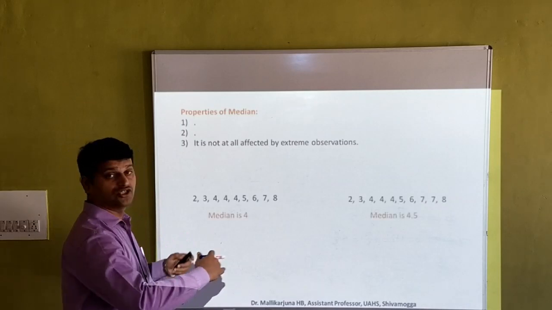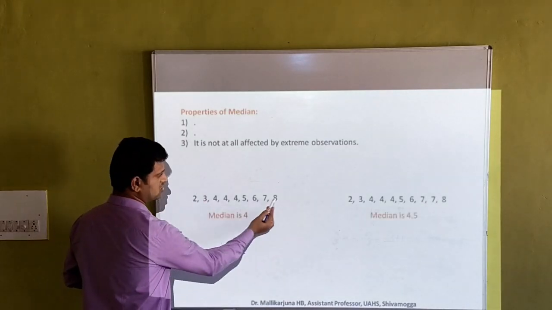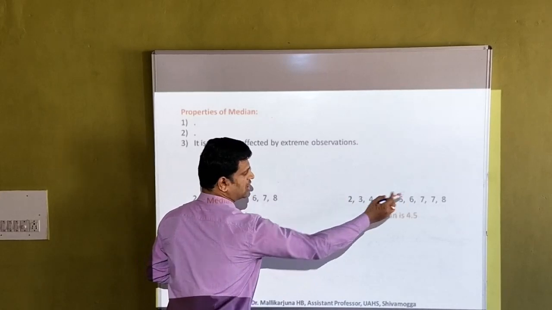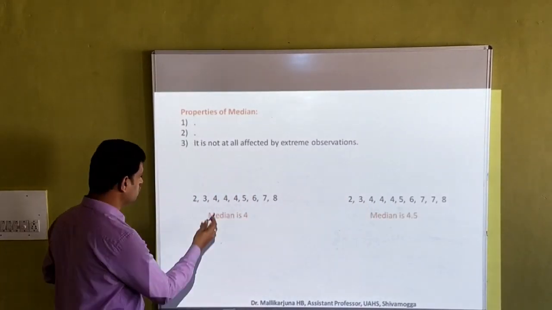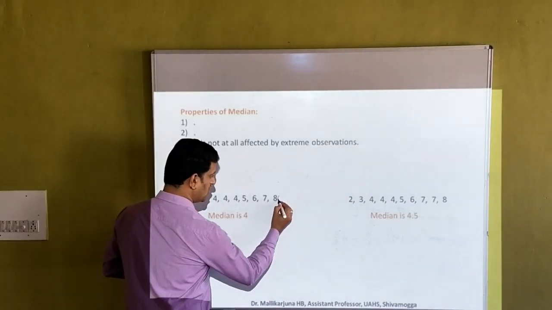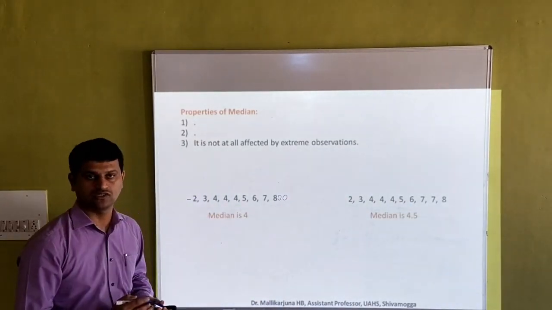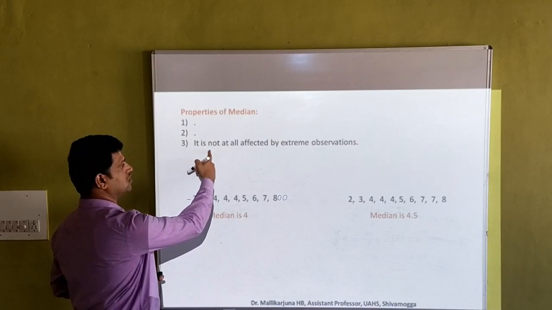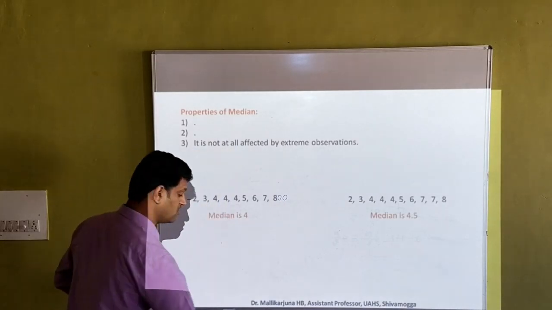Why? Here we have arranged the data in order. So in this list, the least and highest observations don't bother. Of course, if this is -2 also, median won't change. If this is 800 also, it won't change. That's why it is not at all affected by extreme observations.